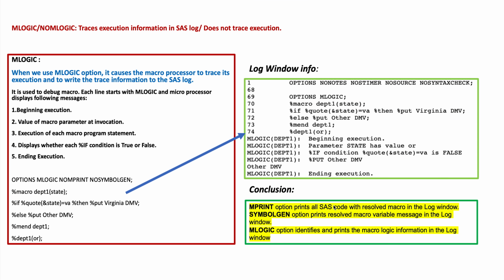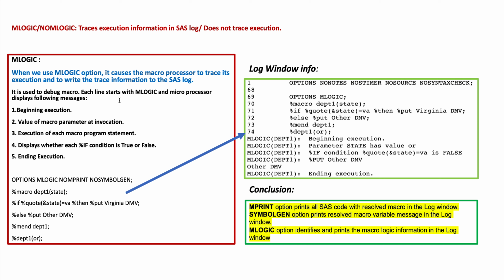Next one is MLOGIC. MLOGIC and NOMLOGIC. That means MLOGIC traces the execution information in the SAS log, and NOMLOGIC doesn't trace the execution information. When we use the MLOGIC option, it causes the macro processor to trace its execution and to write the trace information to the SAS log. It is used to debug macros. This is the general use.